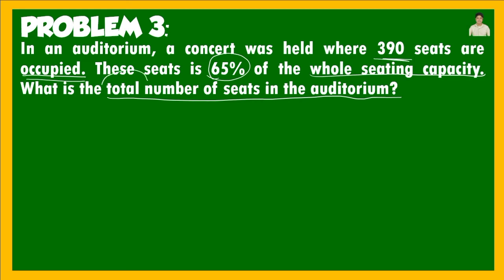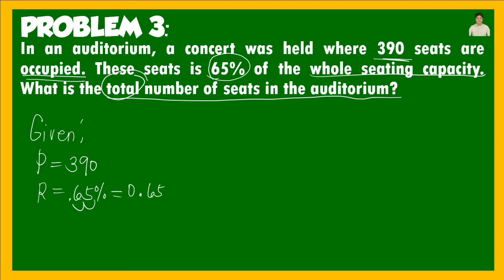So, we have there the word total. So, we are looking for the base. So, base po ang nawawala dito. So, let's have our given. P is equal to 390. And then, rate natin is 65%. So, kapag change natin yan sa decimal, magiging 0.65 or 65 hundredths. And then, yung base natin is the unknown. Next, the formula, B is equal to P divided by R. So, that is 390 divided by 0.65.